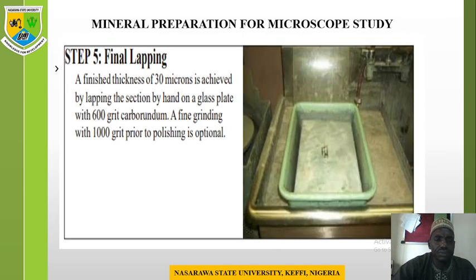Step 5. Final lapping. A finished thickness of 30 micron is achieved by lapping the section by hand on a glass plate with 600 grit carborundum. A fine grinding with 1000 grit prior to polishing is optional. It means that you must not necessarily use that.